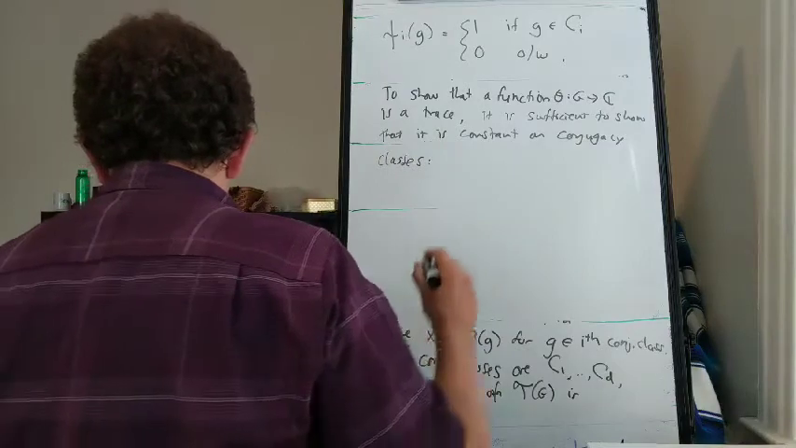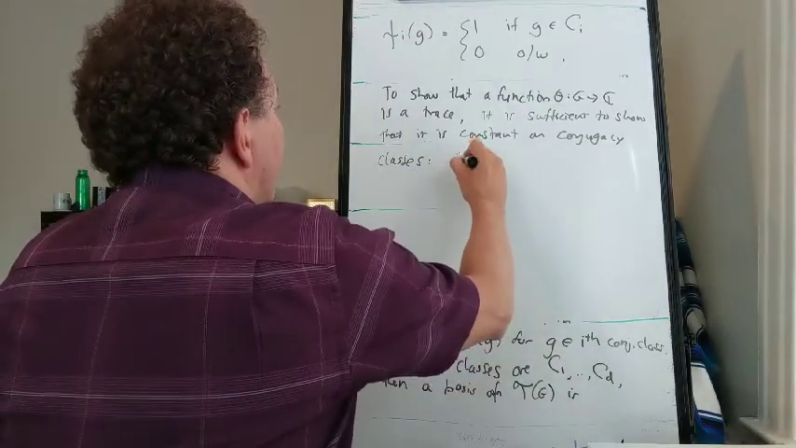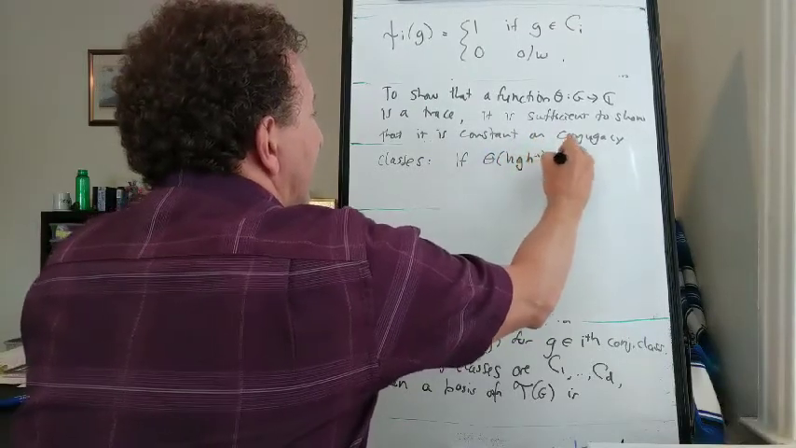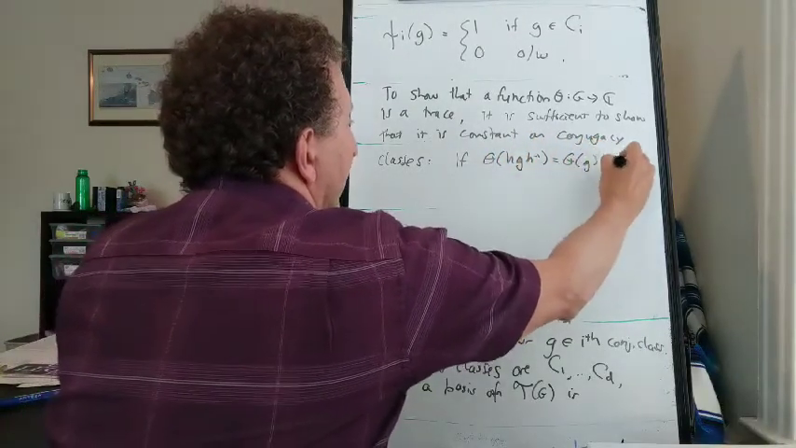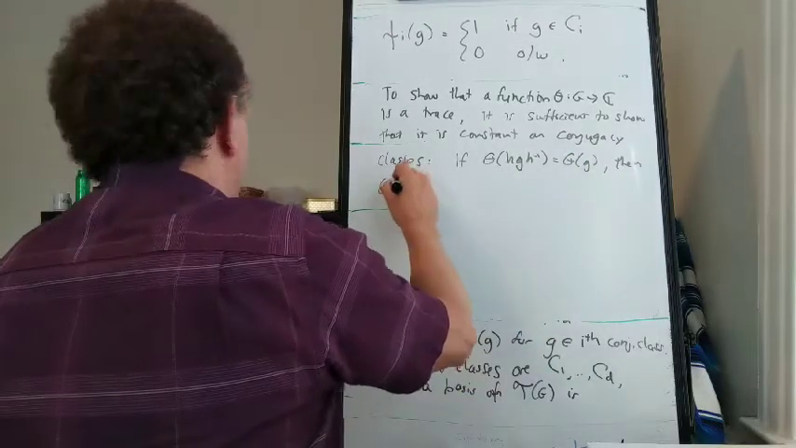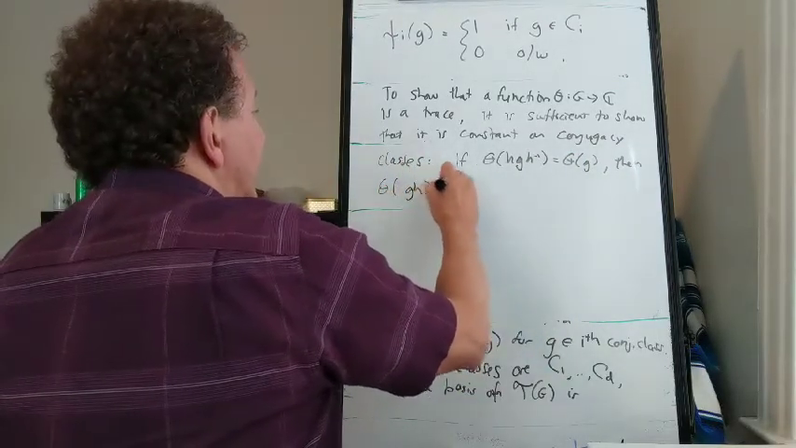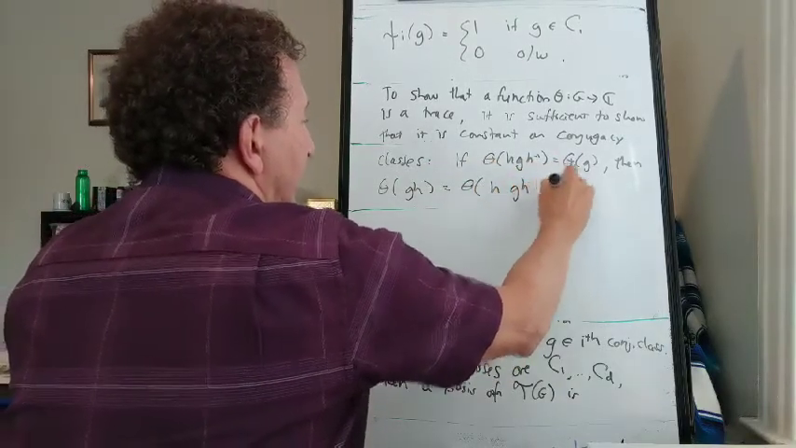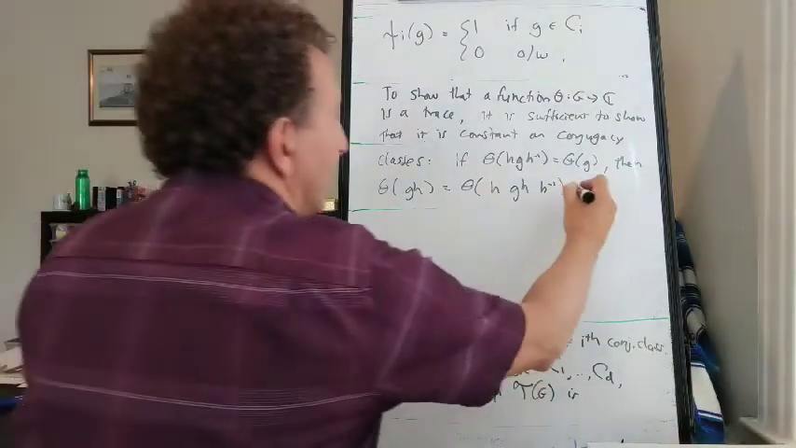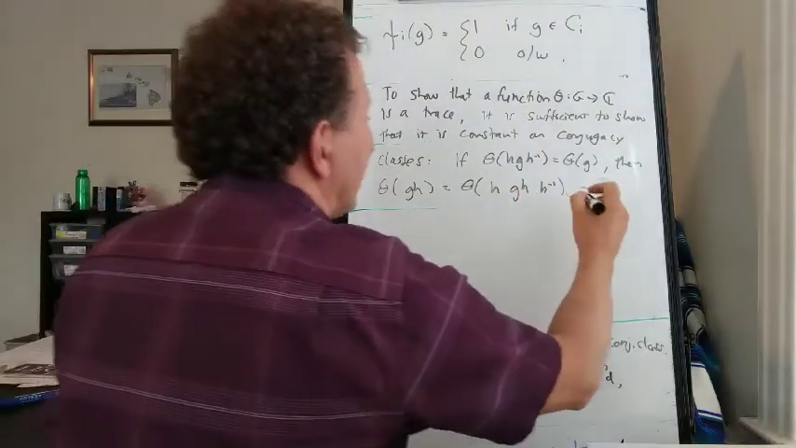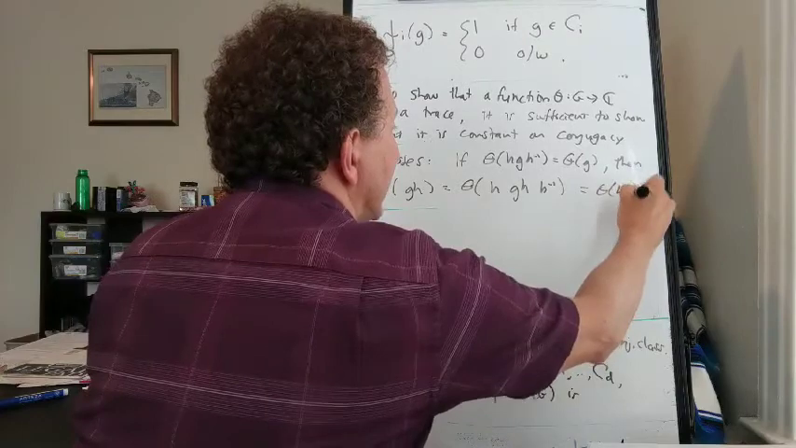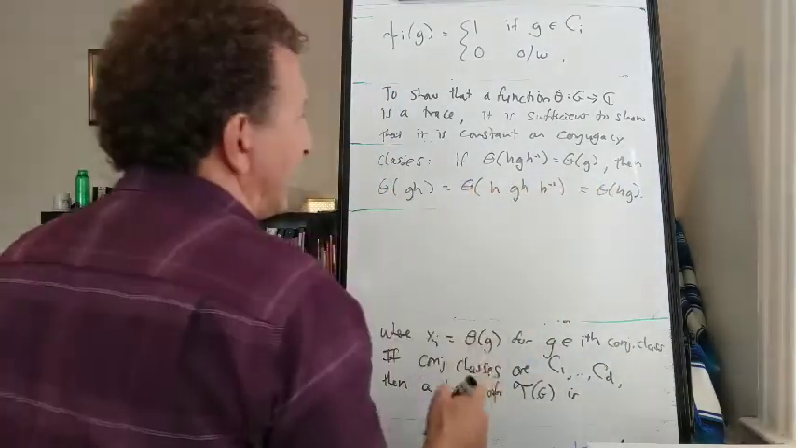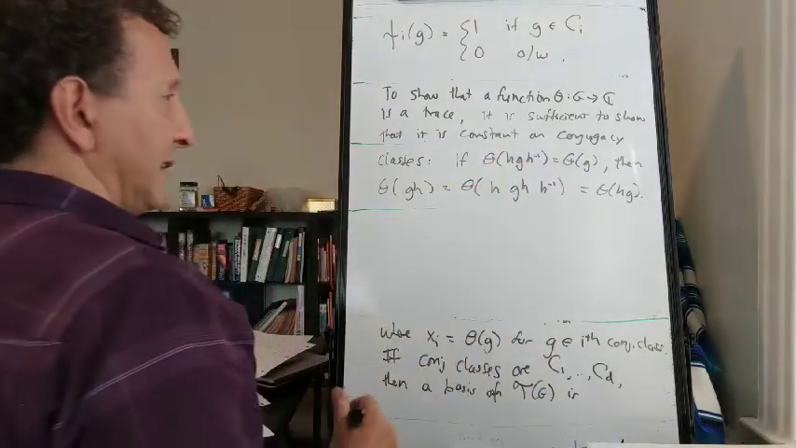And that's because if theta of HGH inverse equals theta of G, then theta of GH equals theta of H G H inverse, I'm conjugating this by H. And then the H and H inverse cancel each other out, and I've got theta of HG. So theta of GH equals theta of HG, just knowing that it's constant on conjugacy classes.